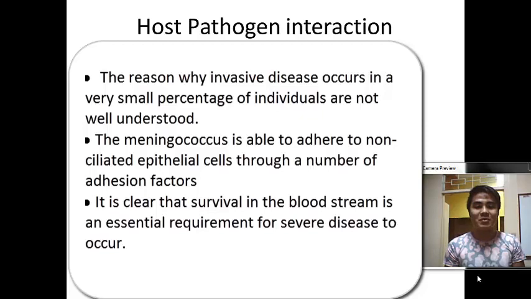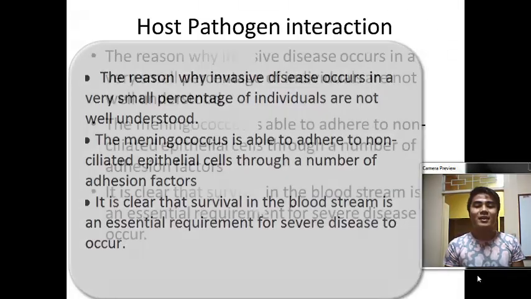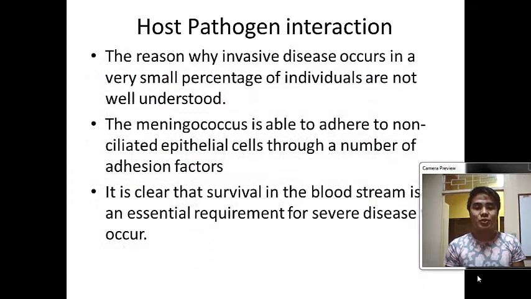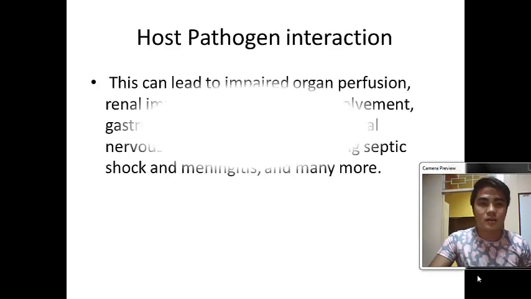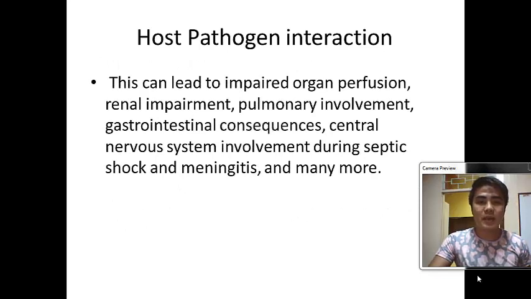While the events which enable certain strains of meningococci to pass through the nasopharyngeal membrane into the bloodstream remain poorly understood, it is clear that survival in the bloodstream and the ability to multiply to high numbers are an essential requirement for severe disease to occur. These can lead to impaired organ perfusion, renal impairment, pulmonary involvement, gastrointestinal consequences, central nervous system involvement during septic shock and meningitis, and many more.